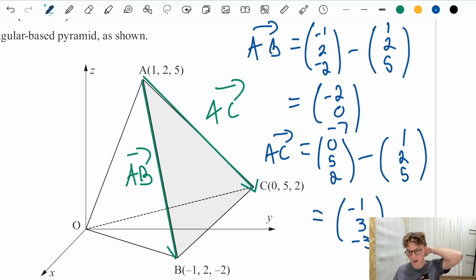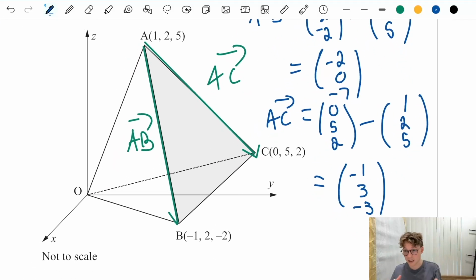Oh, sorry, my face is in the way. So I wind up with my two vectors for AB and AC. I now want to find the cross product.